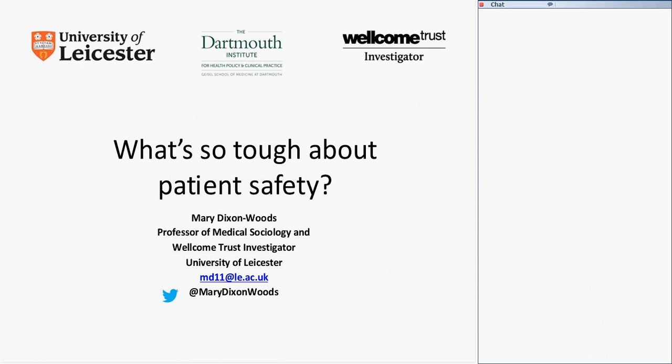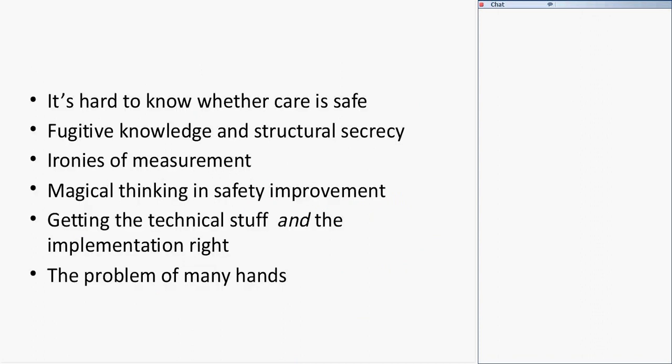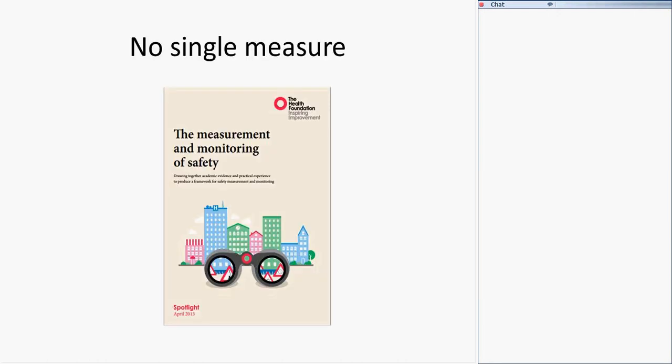I'm going to talk about what's so tough about patient safety today, and I'm going to identify 6 stages really. I'm going to start by talking about the problems of figuring out whether care is safe. I'm going to identify challenges related to fugitive knowledge and structural secrecy. I'll then move on to talking about the ironies of measurement, the problem of magical thinking in safety improvement, the challenge associated with getting both the technical stuff and the implementation right, and I'll end by talking about the problem of many hands. So let's start by discussing why it's so hard to know whether care is safe.